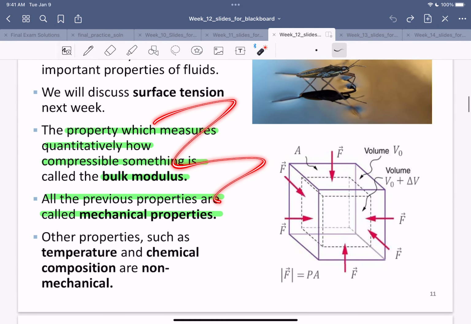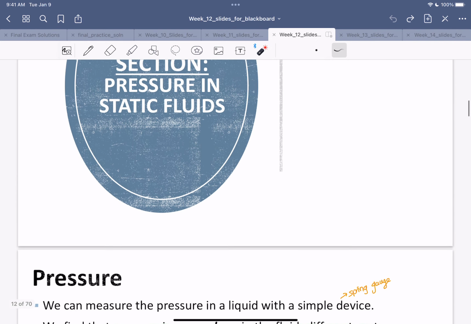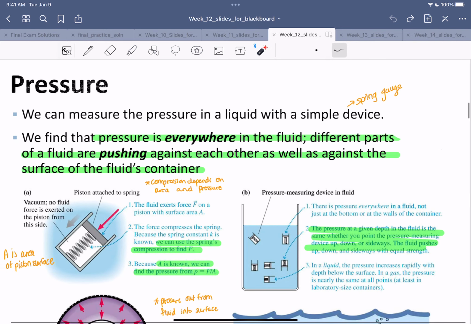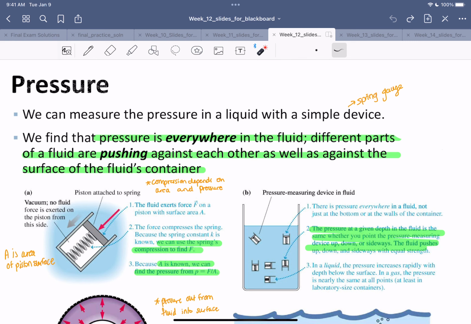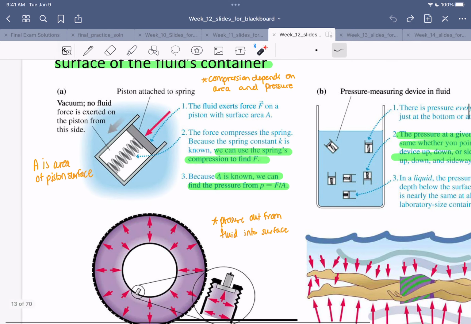This also is part of the week 13 stuff, bulk modulus, so I'll leave that for later. But this brings us to pressure. We already said that pressure is everywhere in a fluid, right? Force divided by area, that's what pressure is defined as. There's not much else that you really have to know for this slide.